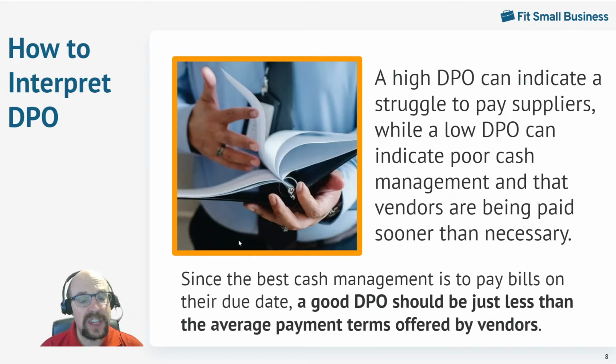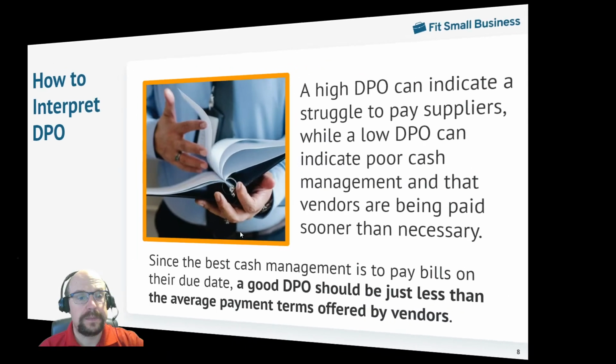So if all your vendors give you a 30-day payment term, then you'd like your days payable outstanding to be a little bit less than this. Now remember, this is an average statistic. What's really important is that you pay each individual vendor on time. So you'll want to review your accounts payable on a regular basis and make sure everybody's getting paid on time. This is really just an overall measure to see how your days payable might change over time.